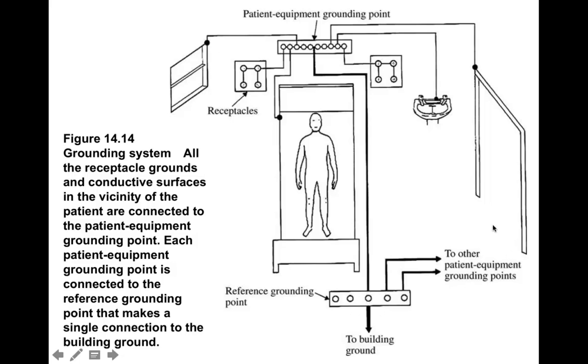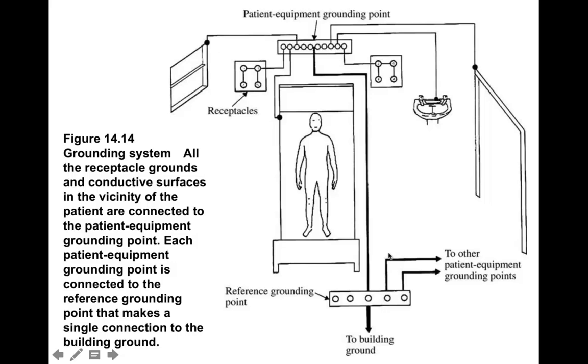Now, what is shown here on the right that says "to other patient equipment grounding points" can be a little misleading. I want to be clear that this is not other equipment on this patient. This would be going to other rooms, other beds, and other patient equipment grounding points. So visualize that the room next door has exactly a similar setup. It would then come back to this building ground.